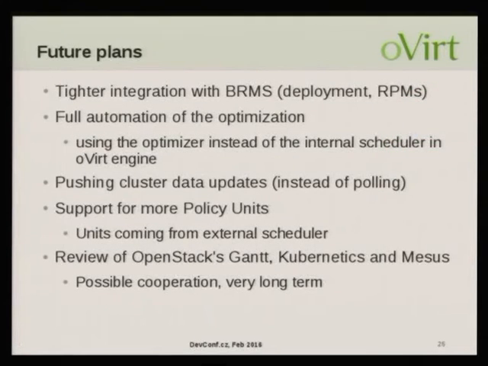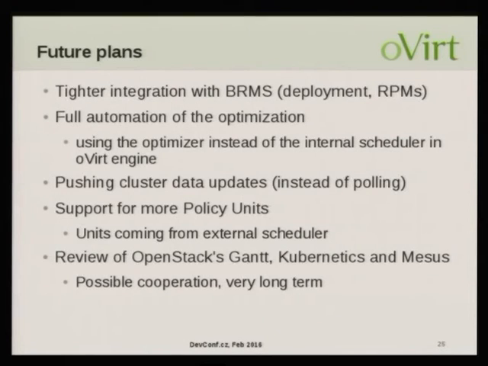Now, future plans, tighter integration with the business rule management system. That's the JBoss part, especially with regards to deployment and RPMs. Because currently, you have to download a zip file on Fedora, and in oVirt world, we'll do it for you from the RPM package with all the checksumming and everything to make sure it's secure. But if you are using the supported version of Red Hat Enterprise Virtualization, we can't do that. So there, you have to download a zip file and execute oVirt Optimizer setup script that will unpack it and prepare everything.